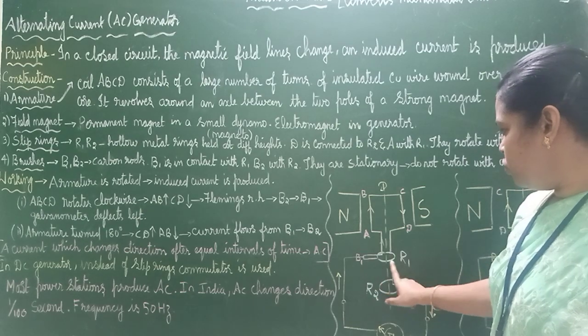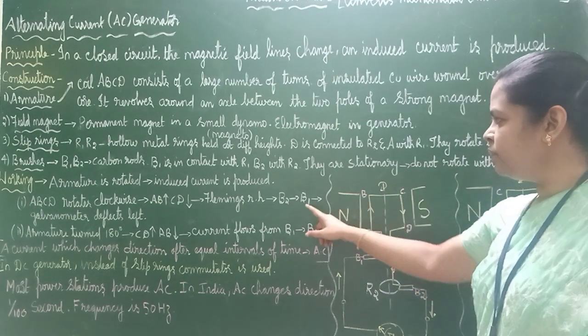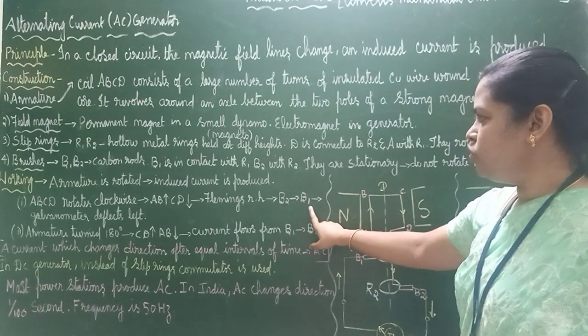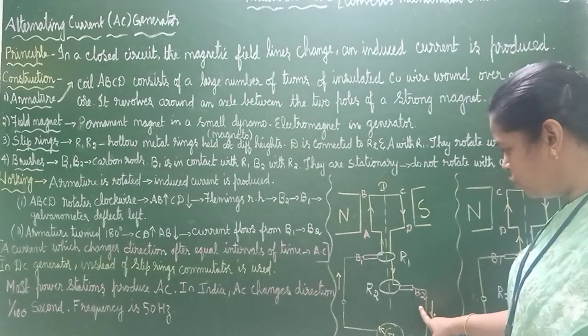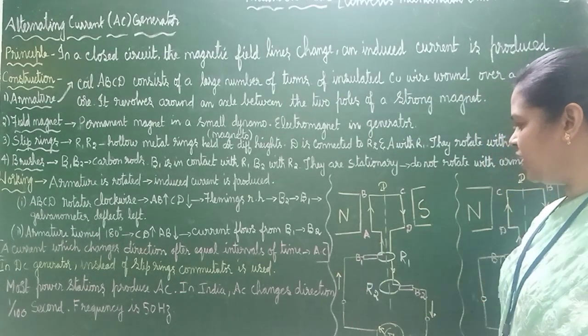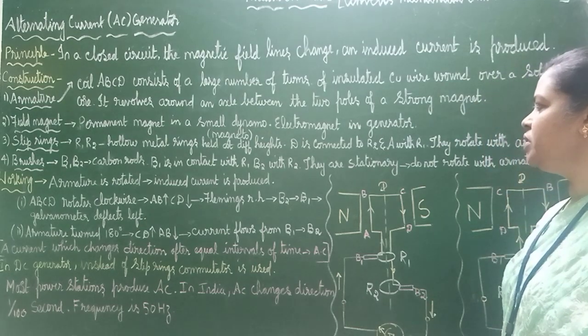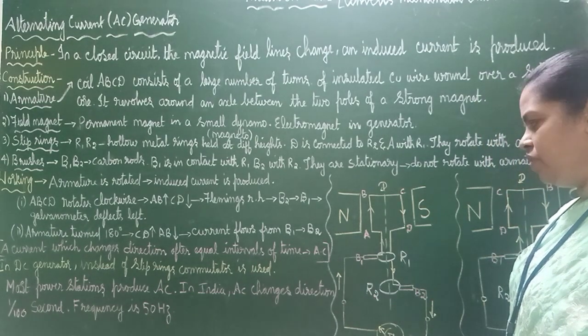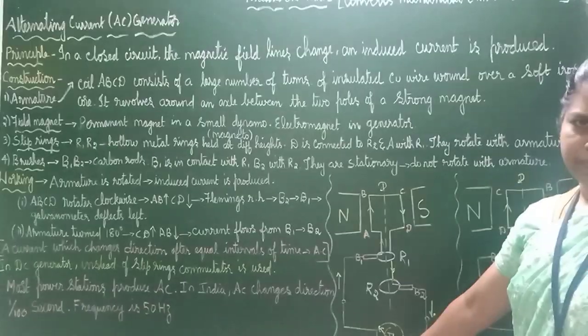see here, this one, A, B, C, D, this one is moving. Current will flow from B2 to B1. This is very important. B2 to B1 the current will flow. These are the two terminals I have kept. B2 to B1 it will flow and the galvanometer will deflect to the left.